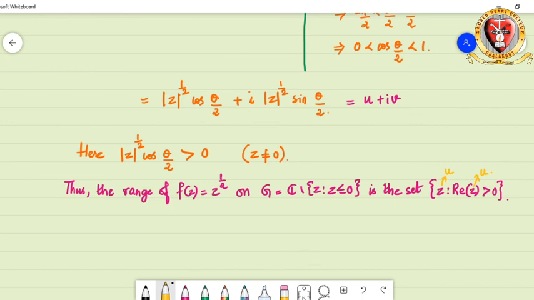So that is some part of the analysis of the nature of f of z is equal to z square root, and we will come to know more of the same in the next coming lecture.